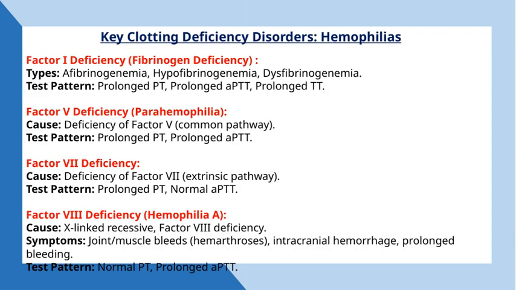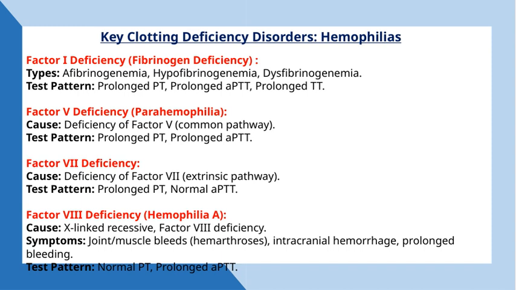Let's start with factor I deficiency, which is also known as fibrinogen deficiency. There are actually different types, including afibrinogenemia, hypofibrinogenemia, and dysfibrinogenemia. These conditions affect the amount or function of fibrinogen, which is essential for clot formation. When testing, you'll typically see prolonged prothrombin time, or PT, prolonged activated partial thromboplastin time, aPTT, and also a prolonged thrombin time, TT. These abnormalities reflect issues in the final steps of the clotting process.